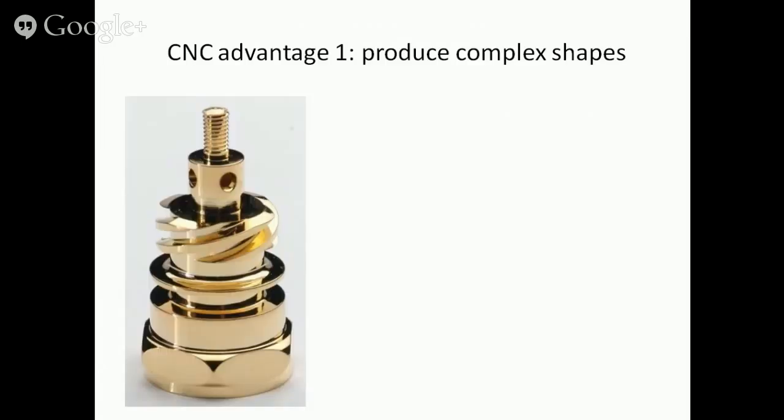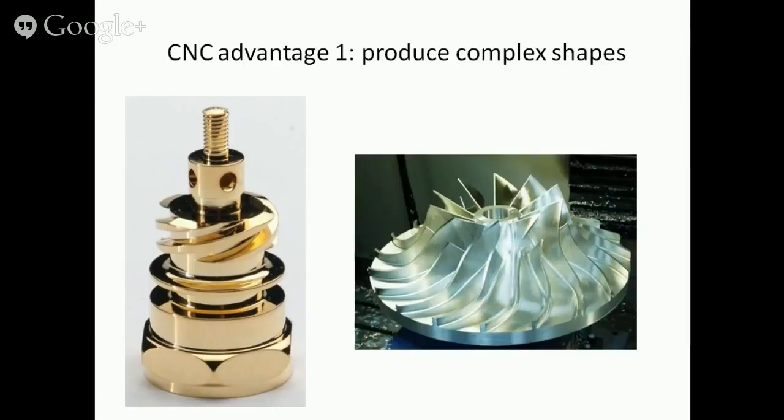Compared with conventional machining, CNC offers quite a number of advantages. The part to the left could be done on conventional machines, but it would take a lot of time. Whereas the part to the right, however, could hardly be done on conventional machine.